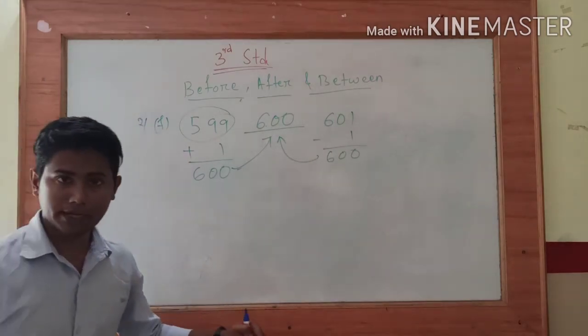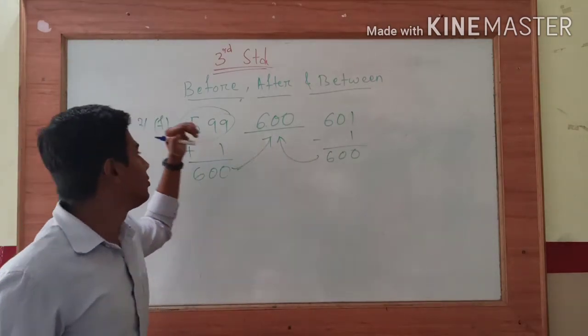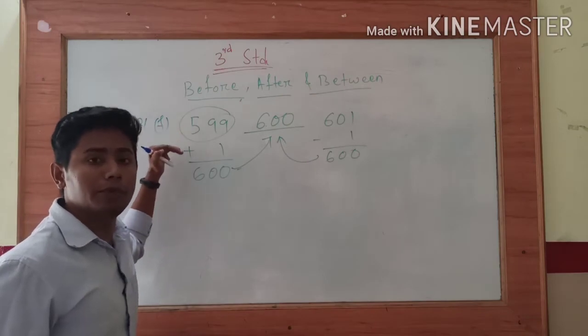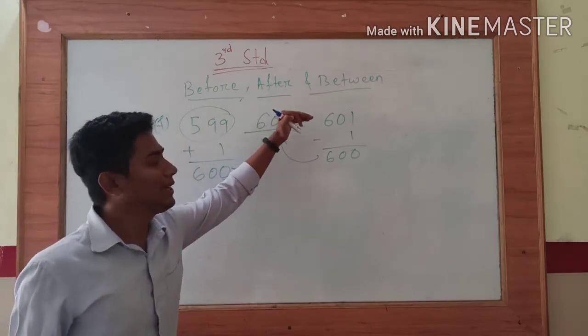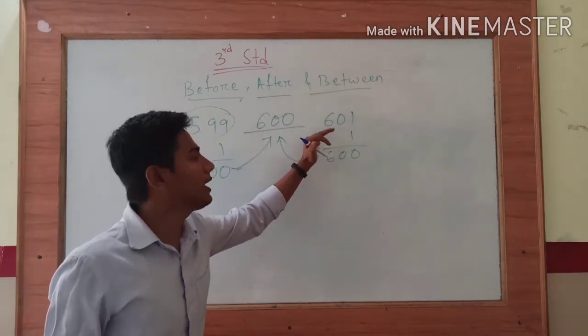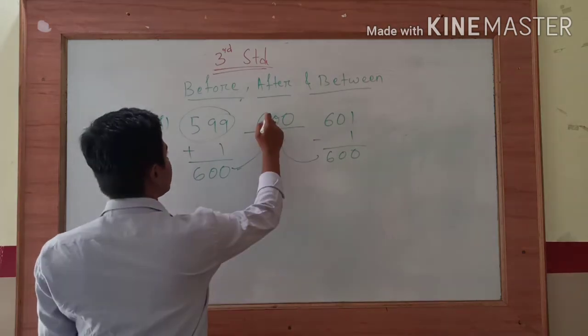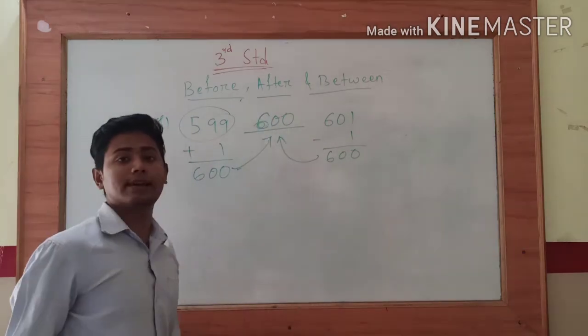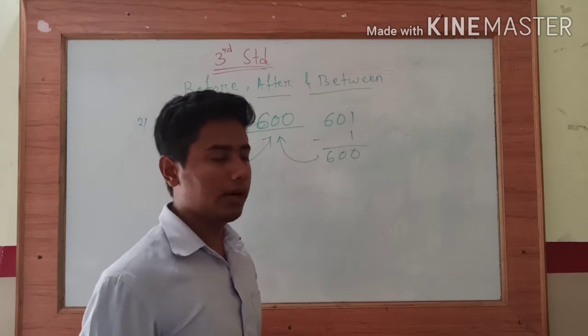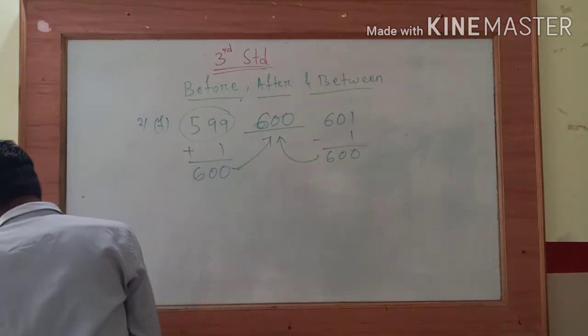So again I repeat, to find the between number, you can add 1 to the previous number. Otherwise, you can subtract 1 from the next number. Then you can find the between number, that is 600. Understood everyone? So now to the next question.